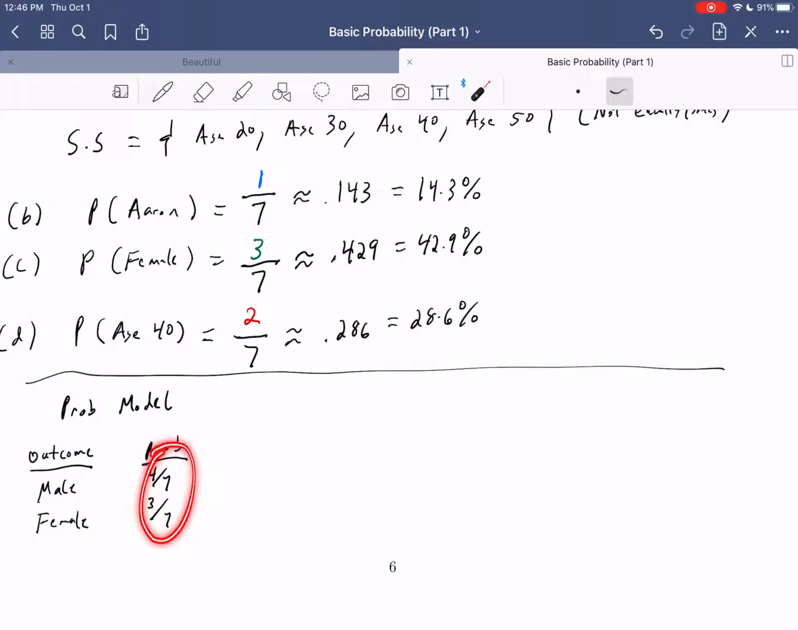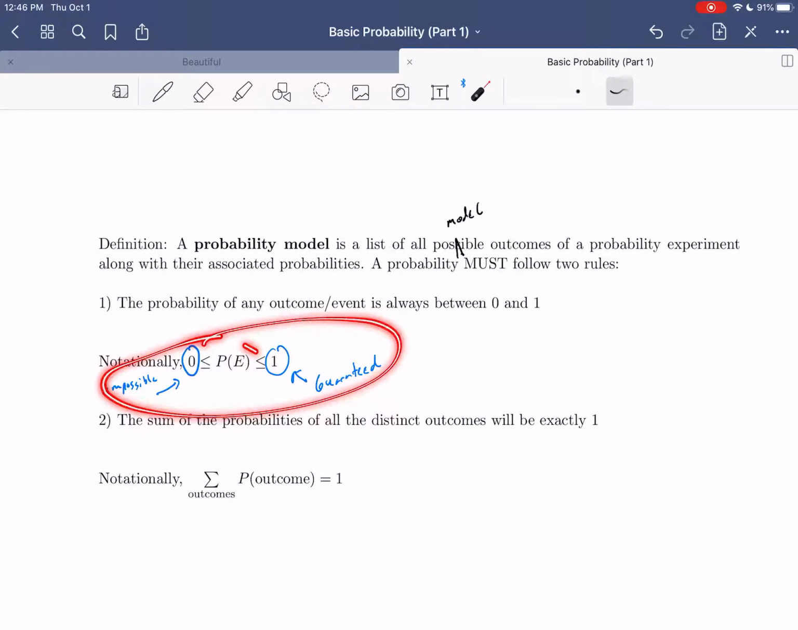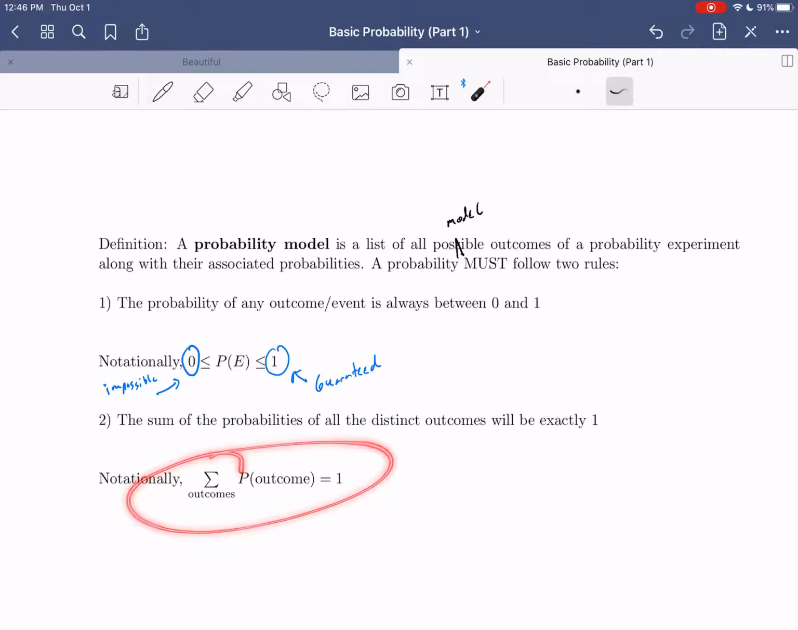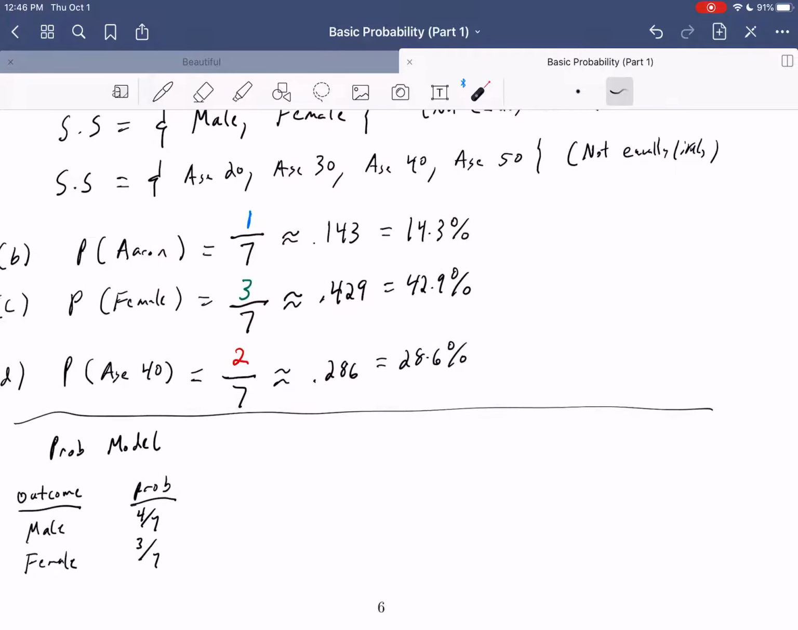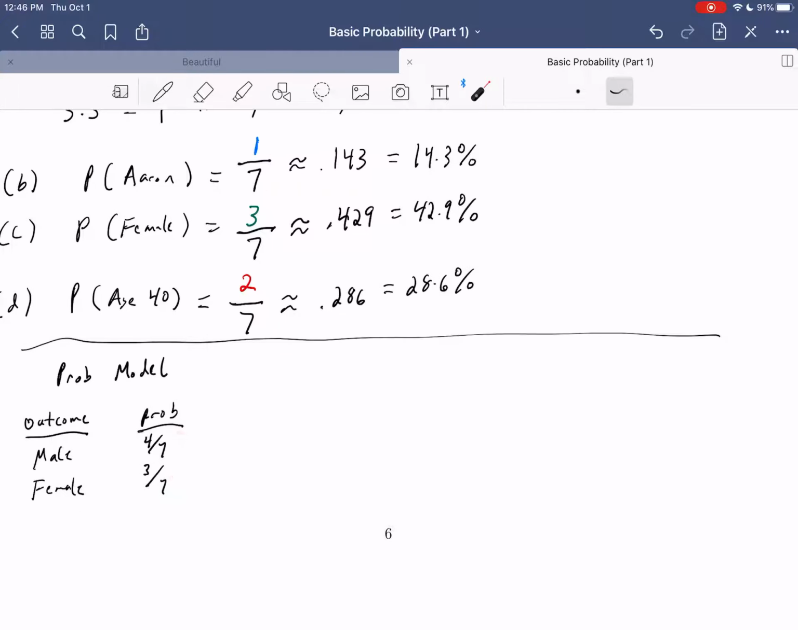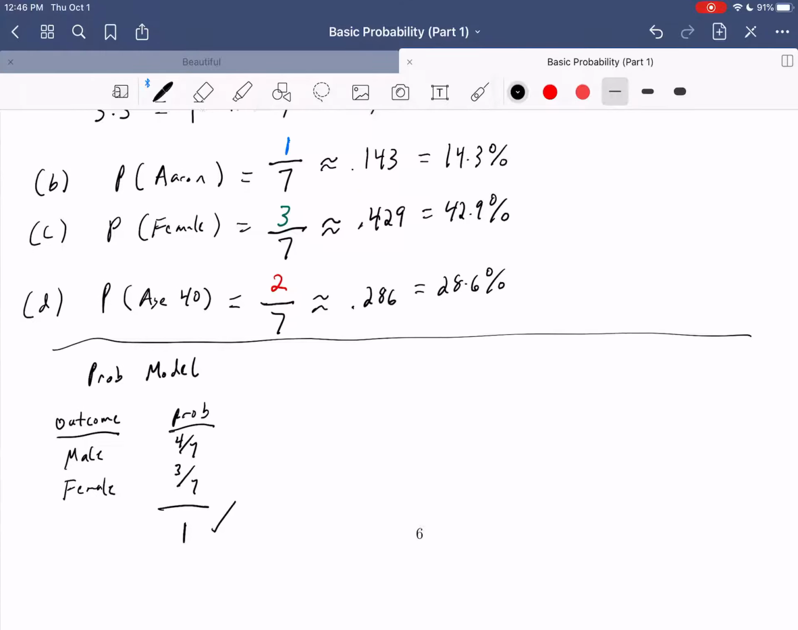What do you notice about those probabilities? Well, 4 out of 7 and 3 out of 7 are both fractions with numerators smaller than their denominators, which means that these numbers are between 0 and 1. So they satisfy the first rule. Do they satisfy the second? Well, if you go back and you check, if we do 4 out of 7 plus 3 out of 7, it would total up to 1, of course. So this really is a probability model.